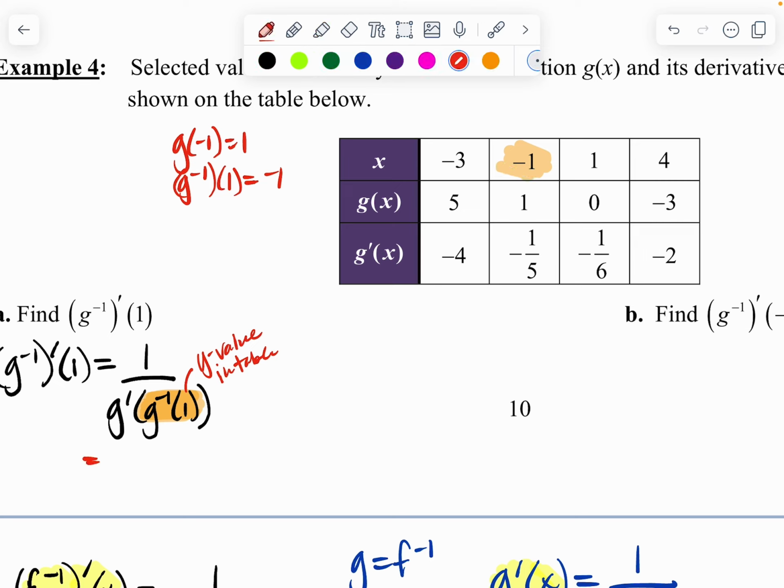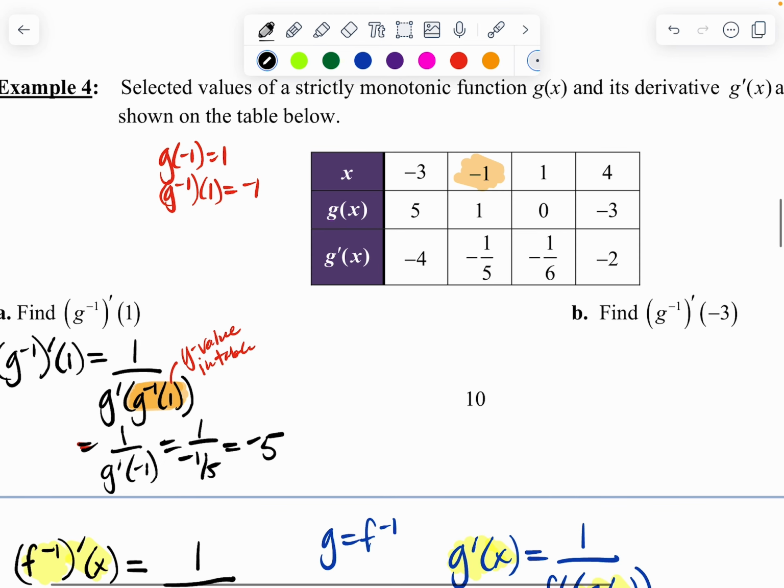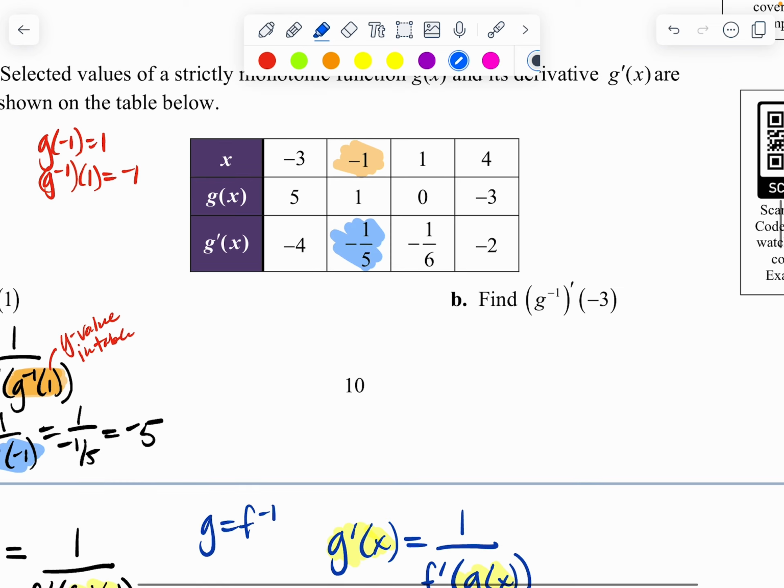So that gives us 1 over g prime of negative 1. And then we just look up g prime of negative 1. G prime of negative 1 is going to be in the same column. It's negative 1/5. So we get 1 over negative 1/5, which is negative 5. All right. Let's do some highlighting there just to make sure. G prime of negative 1. We're right there. Okay.